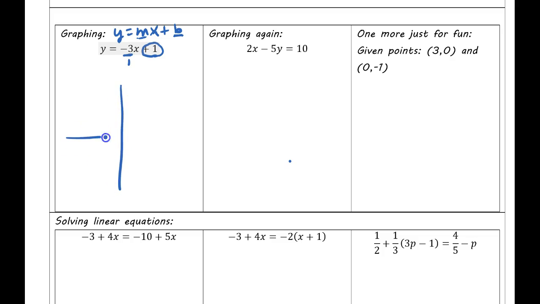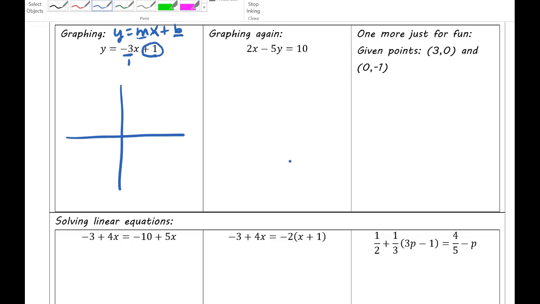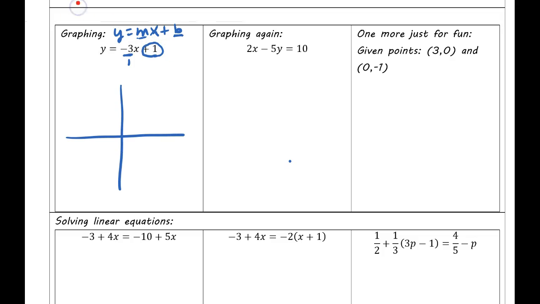So I always start with my y-intercept, and a y-intercept just means where am I crossing the y-axis. So at 1, I'm going to go ahead and put a coordinate at 1 because that's my y-intercept, and then I'm going to do the slope of -3 over 1.